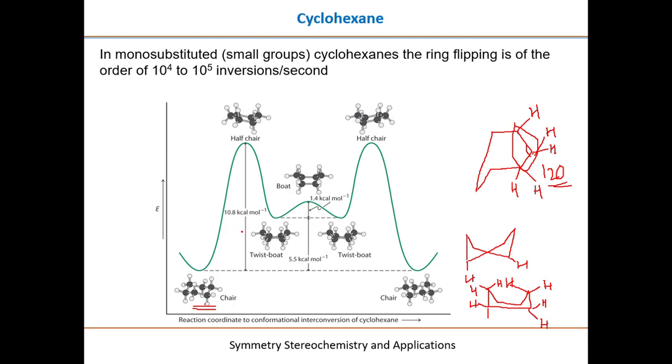Again, why we are going this way: because chair to half chair is convertible, then half chair to twist boat. Like in the previous case we were rotating the carbon atom by 60, same here we can convert one conformation to the second one by rotation of the bonds present in cyclohexane. Now from boat to twist boat we can convert by rotation of the bond. Again we will get this intermediate, which is stable compared to the boat one. Then again half chair, then we will get chair conformation.